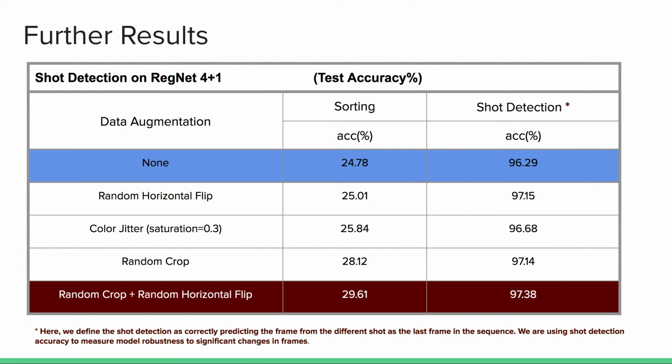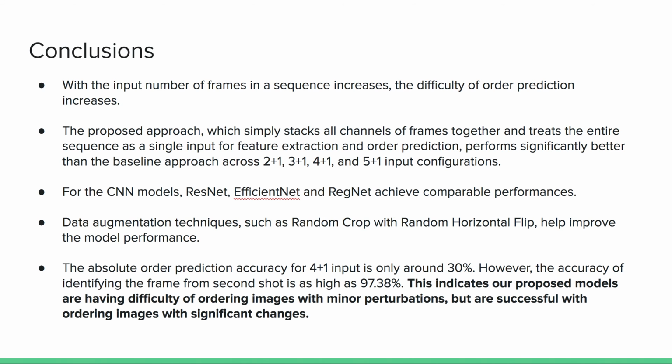We find that random crop plus horizontal flip results in the best performance for both sorting and shot detection. We also find that using this technique results in 30% accuracy in sorting and 97% in shot detection. This indicates that our models have difficulty ordering images with minor perturbation, primarily due to the challenge of this task, but are quite successful with ordering images with significant changes.